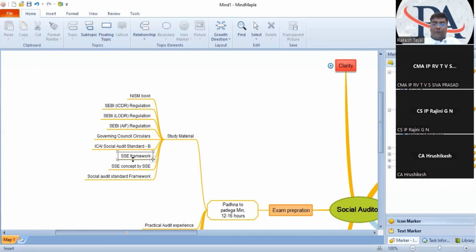So with these 4 or 5 regulations, please go by heart all the numbers, all the dates, all the timelines, all the disclosure requirements. You will find them here. Just one example I'm giving.